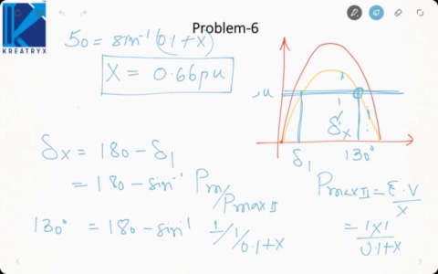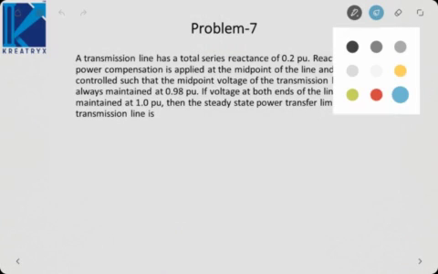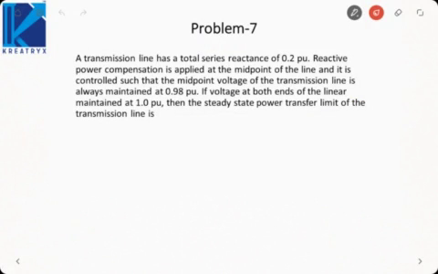Let's move on to the next problem. It is saying a transmission line has a total series reactance of 0.2 pu.